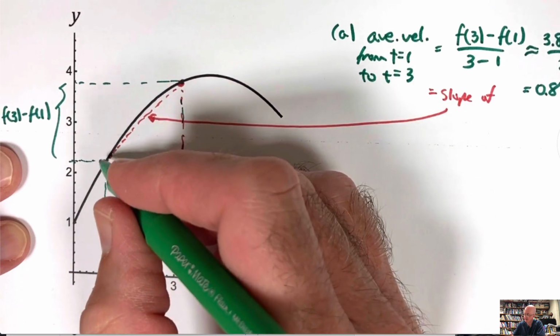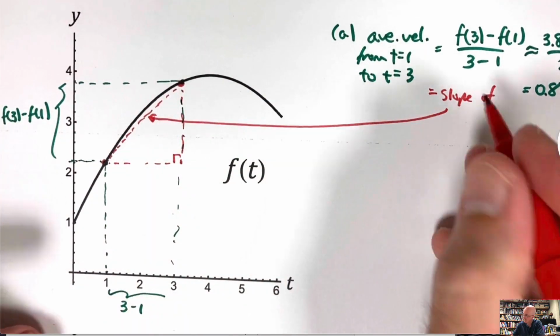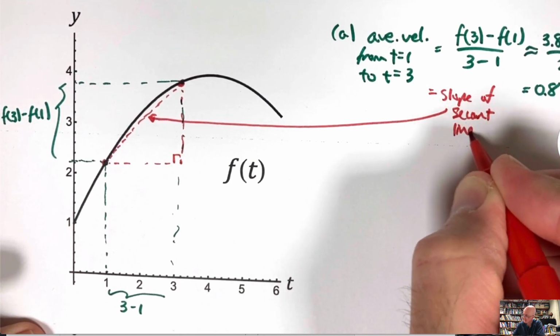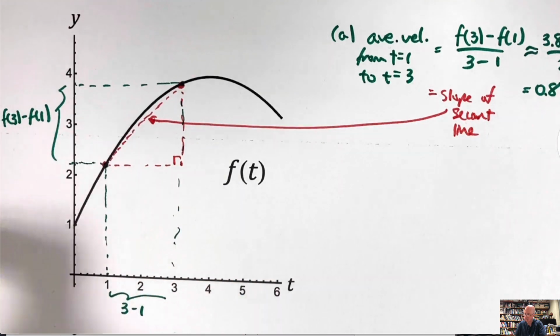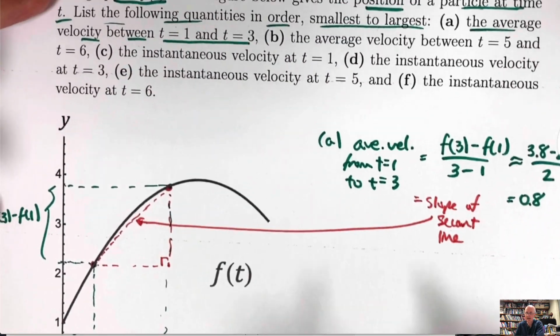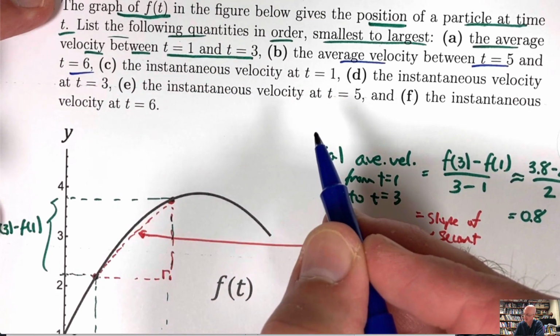That line segment between these 2 points in this graph is called a secant line. Let's go ahead and put that in here. That's the slope of that secant line. Right? And it's about 0.8. We want to compare that with some other things. Part B is the average velocity between t equals 5 and t equals 6.